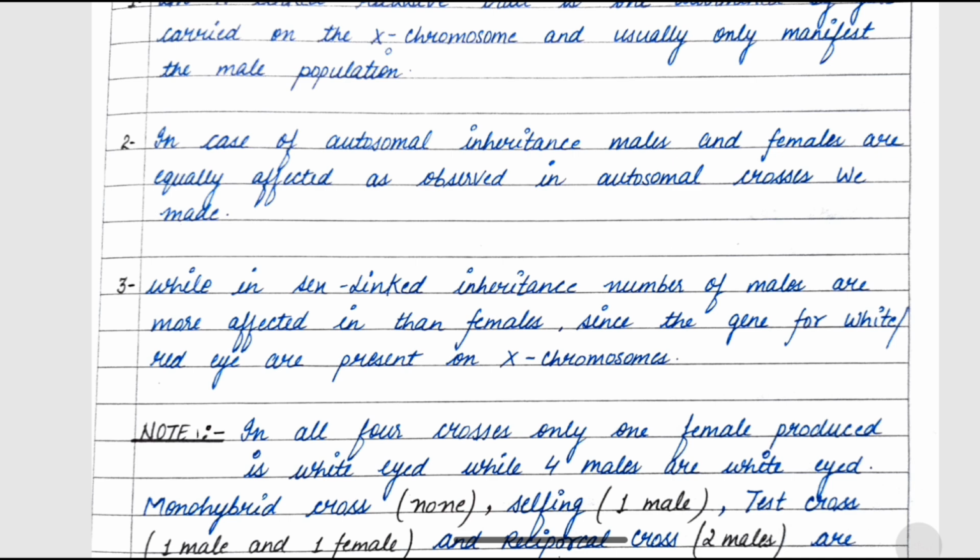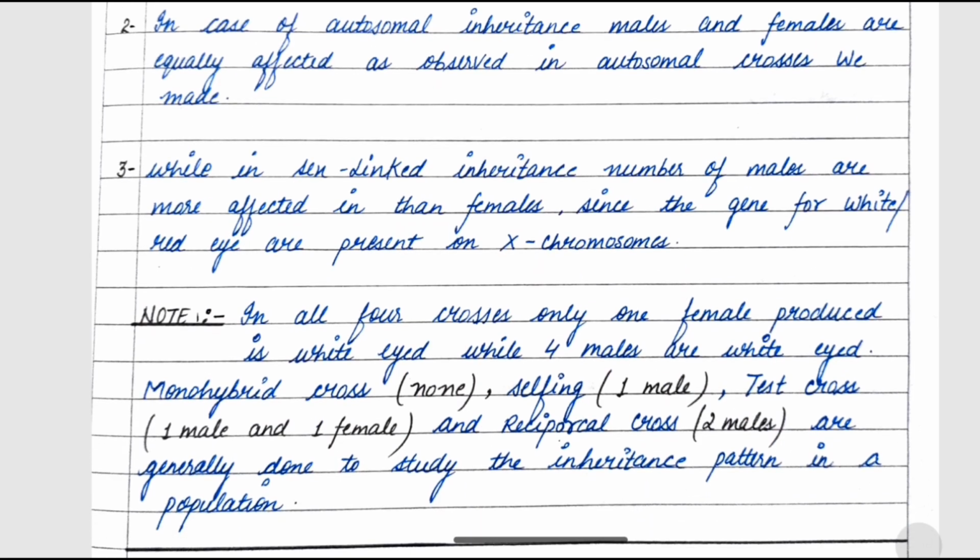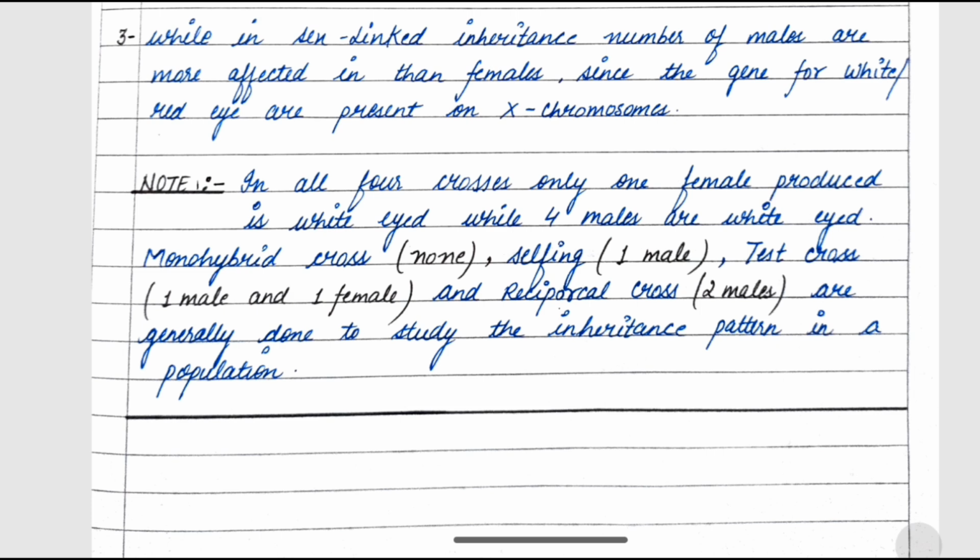इसमें दोनों affected होते हैं and as observed in autosomal process we made. And in third, while in X-linked inheritance, numbers of males are more affected than females, since the gene for white eye, red eye are present on X chromosomes. Note, in all four processes, with 4 males are white-eyed, monohybrid cross none, selfing 1 male, test cross 1 male and 1 female, and reciprocal cross 2 males are generally done to study the inheritance pattern in a population.